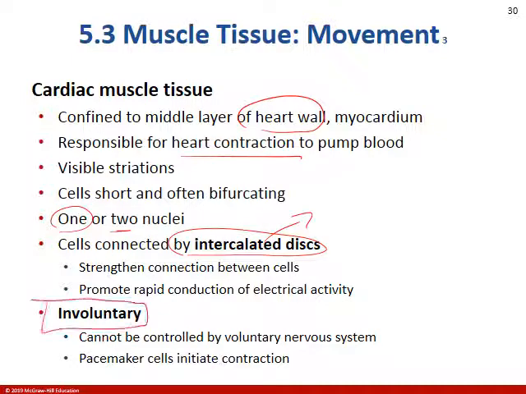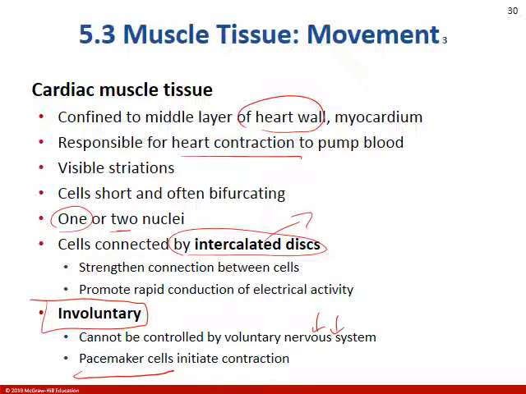And then something to point out is cardiac muscle is involuntary. It's not controlled by your voluntary nervous system. What this means is your brain and certain cells within the heart are taking care of making the heart contract. So this is something that you don't have to actively worry about. Your brain is taking care of it for you.